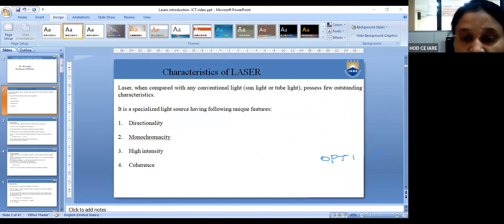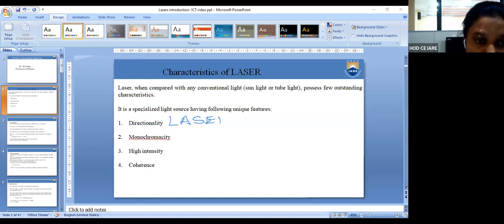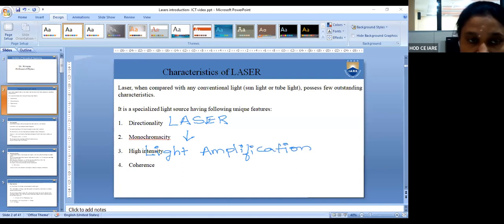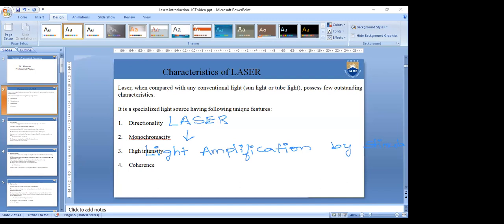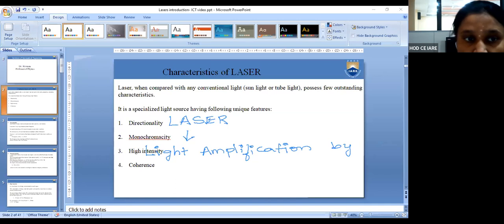Can you tell me what is the abbreviation of laser, students? Any idea? What is the full form of laser? L stands for light. A stands for amplification. So light amplification by stimulated emission of radiation. Light amplification by stimulated emission of radiation.